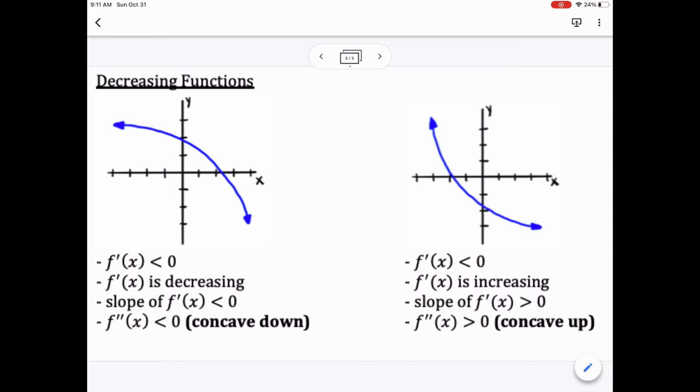The one on the right, though, your slope is actually increasing for that first derivative because you're starting to get closer to zero. So you're going from negative 10 to negative 8, negative 6, negative 4. So you're increasing those values. That means the slope of the first derivative is actually positive, which makes the second derivative positive, which forces your function to look concave up.